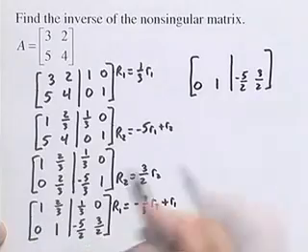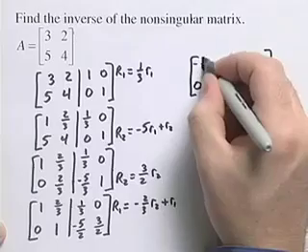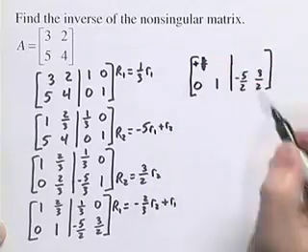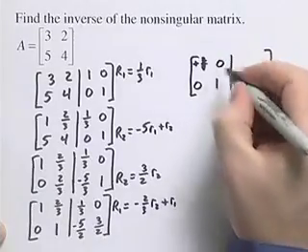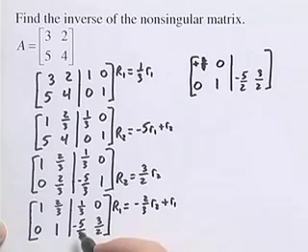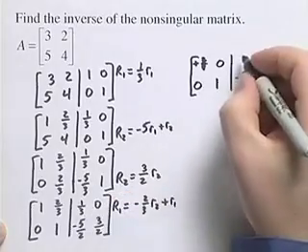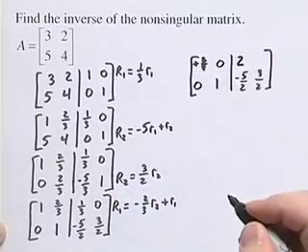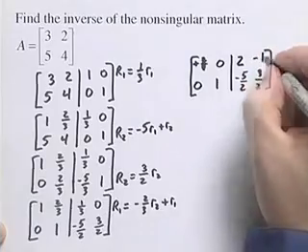-2/3 times 0 plus 1 is still 1. -2/3 times 1 plus 2/3 is 0. So now we have our identity matrix. -2/3 times -5/2, two negatives make a positive. We'll end up with 5/3 plus 1/3 is 6/3, which is 2. -2/3 times 3/2, that's -1, plus 0 is -1.